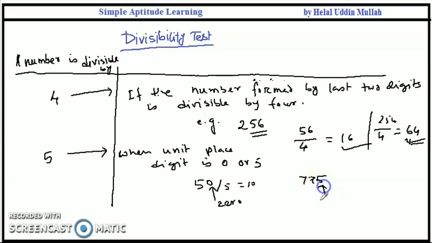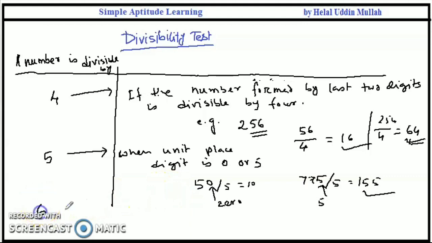So the unit digit is 5, so it should be divisible by 5. And then if we check, we can divide it: 775 divided by 5 gives 155. So yes, 775 is divisible by 5. So this shortcut works here.